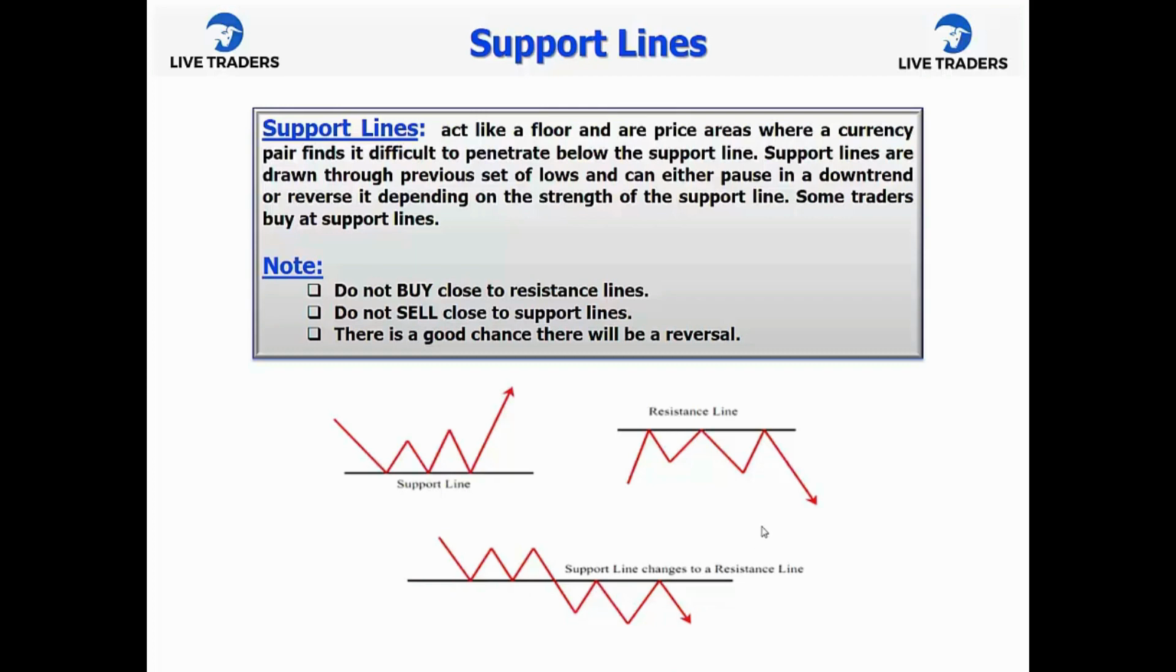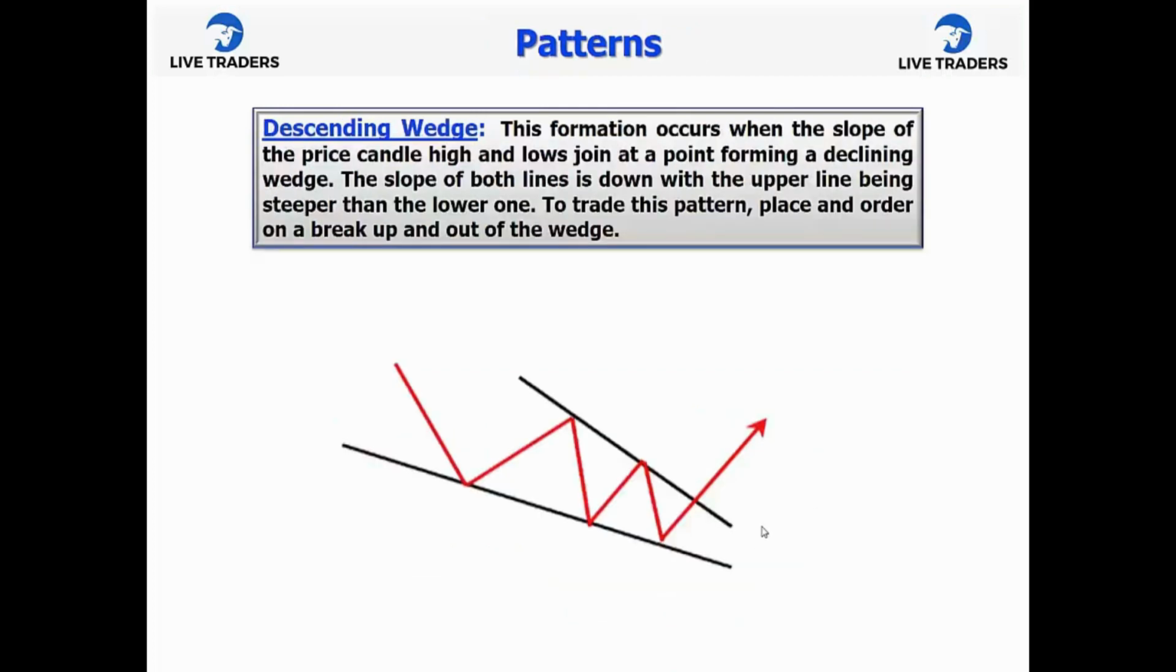As simple as that. Now here's another pattern, the descending wedge. This formation occurs when the slopes of the price candle highs and lows join at a point, forming a declining wedge. The slope of both lines is down, with the upper line being steeper than the lower one. To trade this pattern, place an order on a breakout of the wedge. So, you're getting lower highs, but you're also getting lower lows, so the price is trending down. When these two converge, it forms a wedge type of pattern.